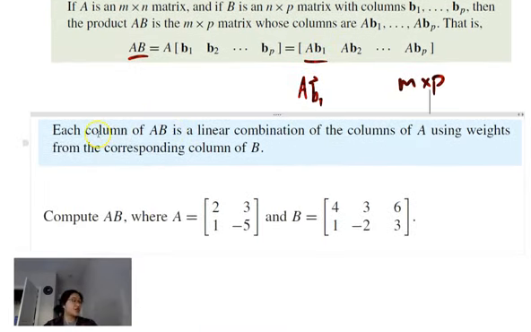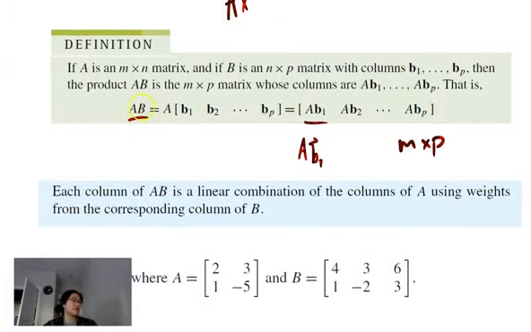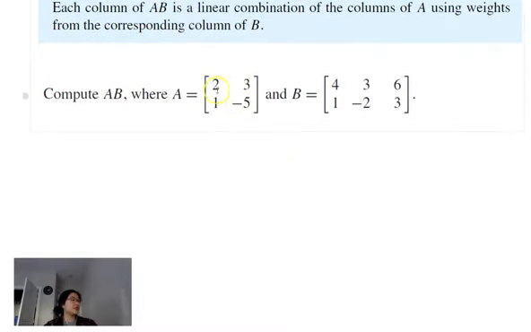Alright, so each column of AB here is a linear combination of the columns of A using weights from the corresponding column of B. So let's compute. Will this work? This is a 2 by 2, and this is a 2 by 3. Do we have the right number of weights? Yes, I think we do. All right, let's do it.